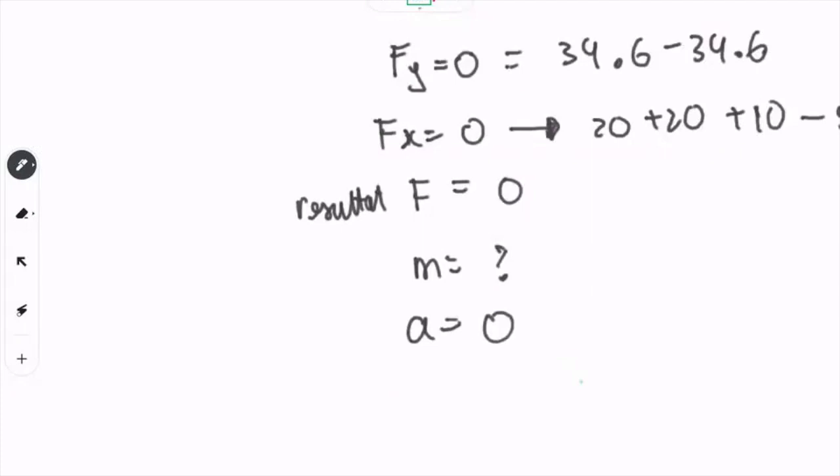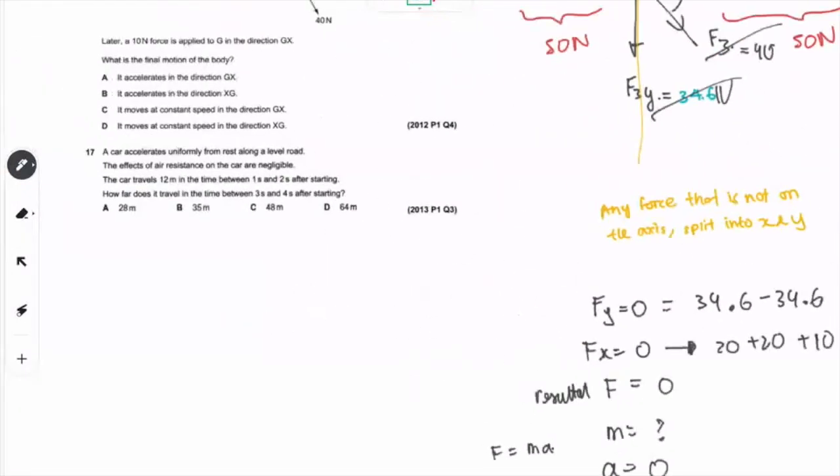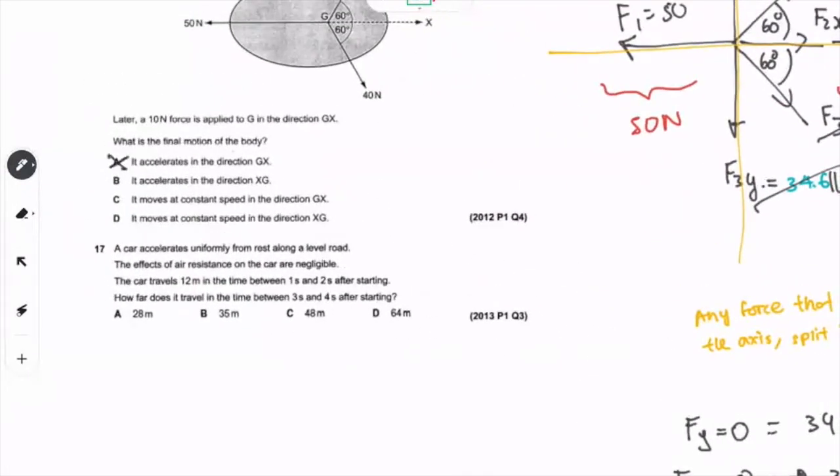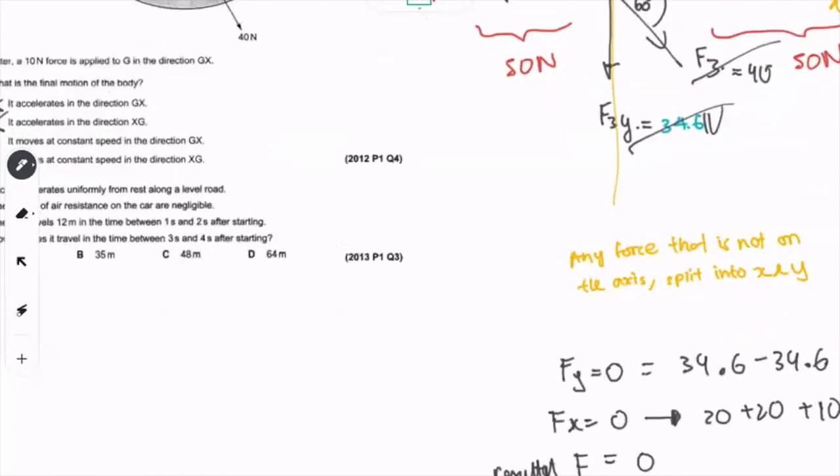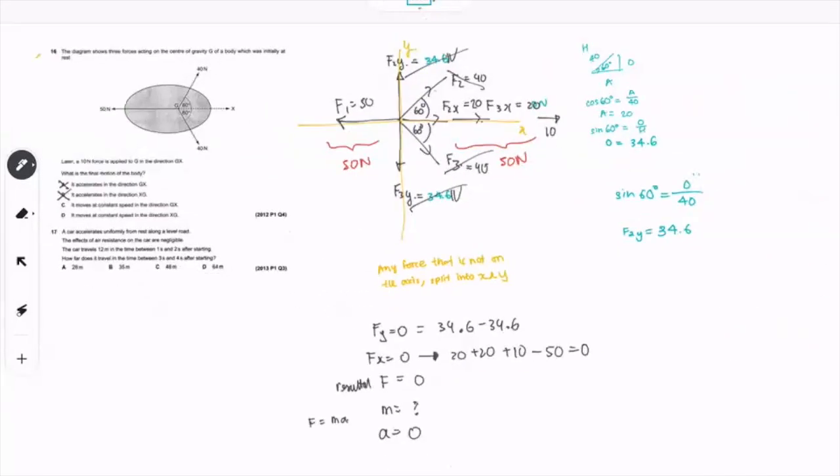Why is acceleration 0? F equals ma. F is 0 means a is 0. Constant speed. Shouldn't it move in the direction of Gx? Direction of Gx.